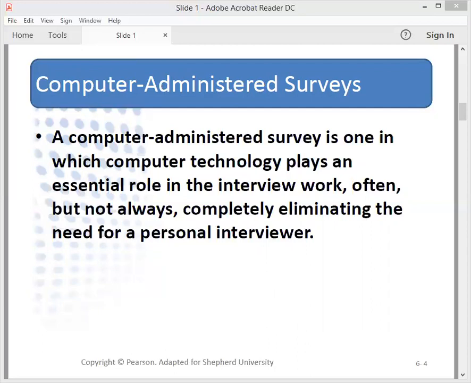Some of the disadvantages of computer-assisted surveys are that the costs can be significant and they require some level of technical skill.